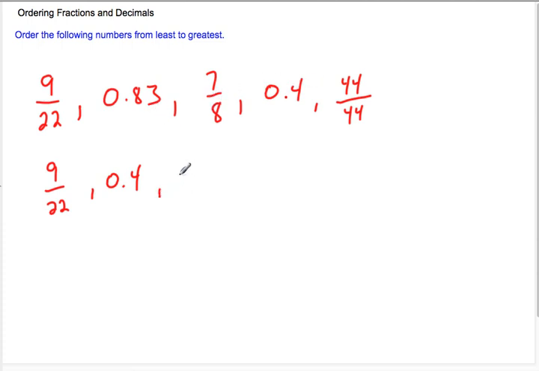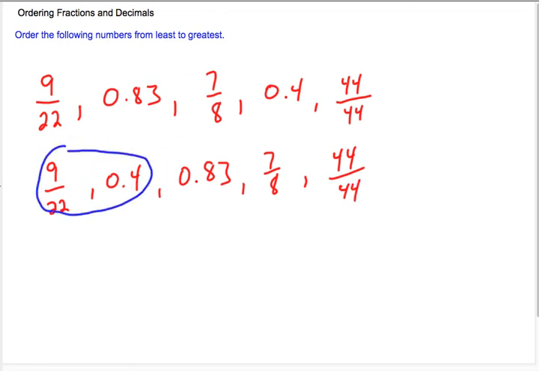Now 0.83 and 7/8 look like they might be kind of close together. And then we have this 44/44, which is a 1. We know that for sure is the farthest to the right. So all we really need to do is compare these two and compare these two, because we definitely know that these are smaller than these, and we definitely know this is the biggest. So let's go with that. So I'm going to turn 9/22 into a decimal, and we'll do division for that.